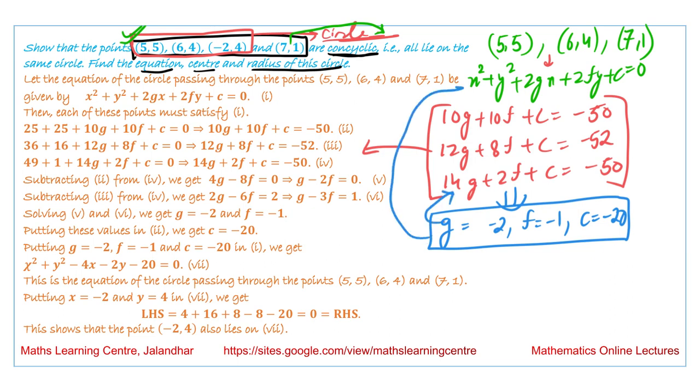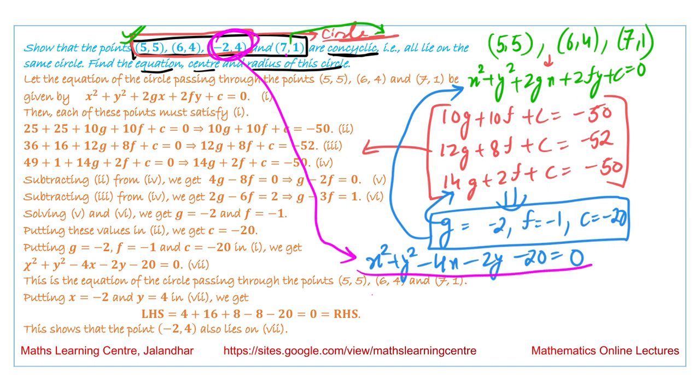And if we substitute these values in this equation, the required equation of circle we get is x square plus y square minus 4x minus 2y minus 20 is equal to 0. And to prove that this 4th point minus 2, 4 lies on this circle, we substitute this value over here and we obtain 4 plus 16 minus 8. We are talking about LHS. Minus 8, this is plus 8 minus 20, and this value comes out to be equal to 0, and that is equal to RHS.